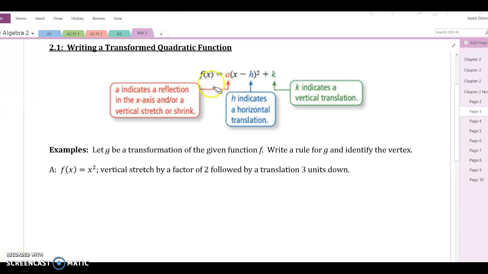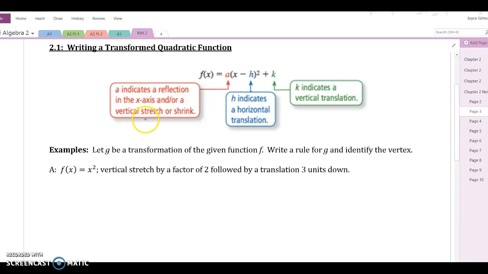Okay, on the next page, this sums up what we were just talking about. So the A value indicates either, if the A is negative, a reflection over the x-axis. If A is a number like 2, 3, or 4, it would be a vertical stretch and it would make it more narrow. And if A was a number like 1/2 or 1/3 or 1/4, it would be a vertical shrink and would make the graph wider.